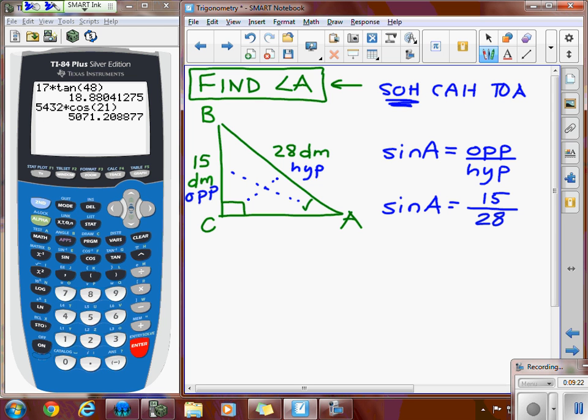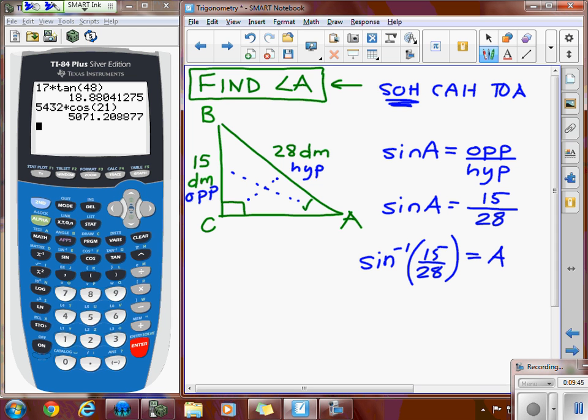Now, when we're finding an angle, we never have to cross multiply. For angles right now in sine, cosine, tangent, just right angle trig, we have to use the inverse sine. The inverse sine is denoted by this. So if I take the inverse sine of 15/28, this will tell me angle A.